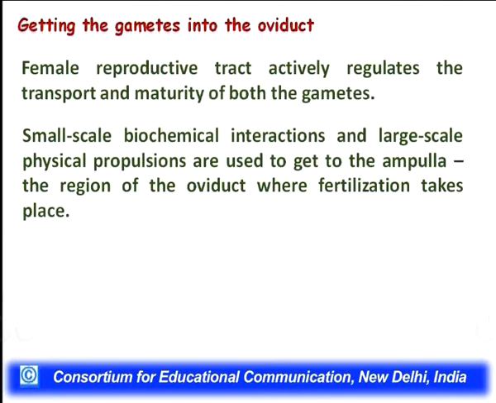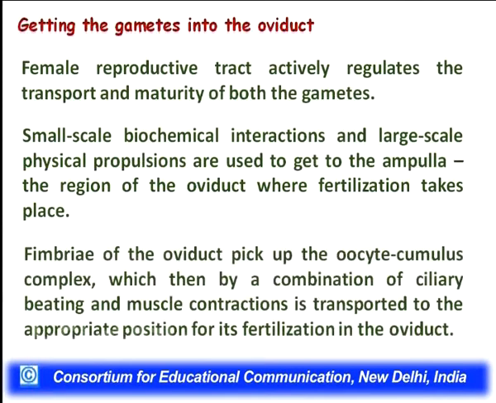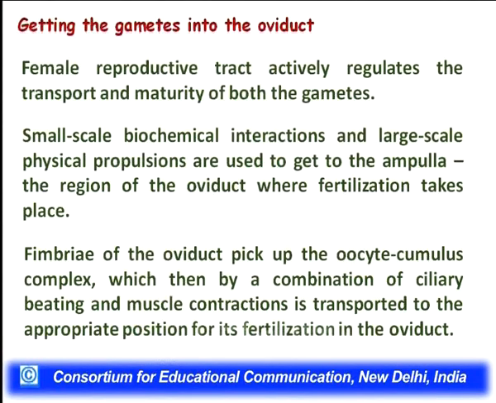As well, there are many small-scale biochemical interactions that are occurring. Now, the fimbria of the oviduct pick up the oocyte cumulus complex. If we look at the ovum, or the female gamete, it is produced in the ovary and released, and then it is picked up by the fimbria of the oviduct. It picks up this oocyte and the associated cells, which is termed the oocyte cumulus complex, which then, by a combination of ciliary beating and muscle contraction, is transported to the appropriate position for its fertilization in the oviduct.